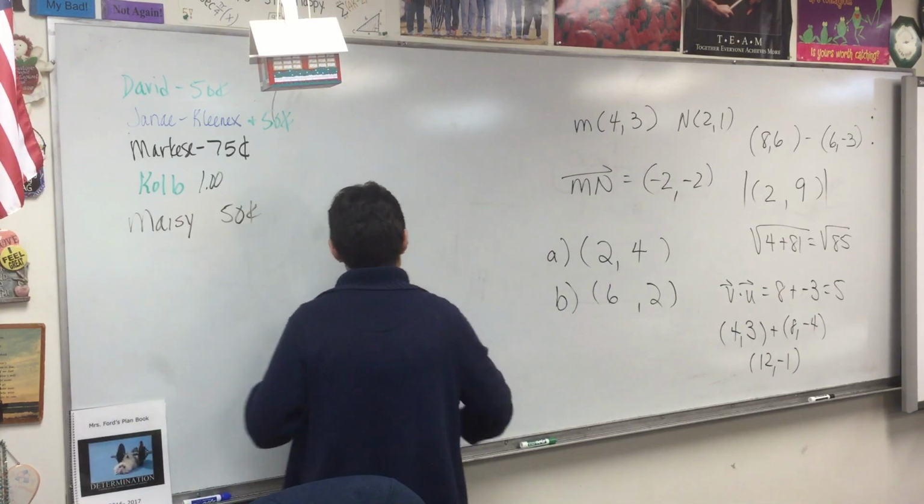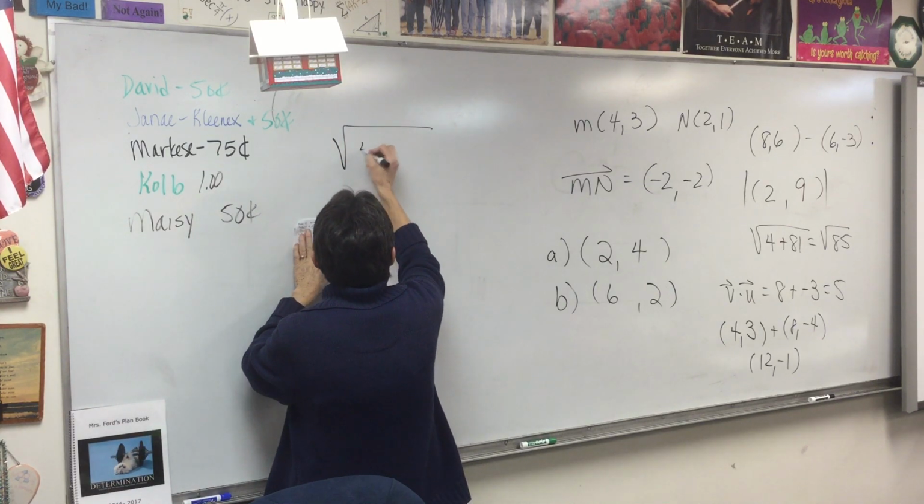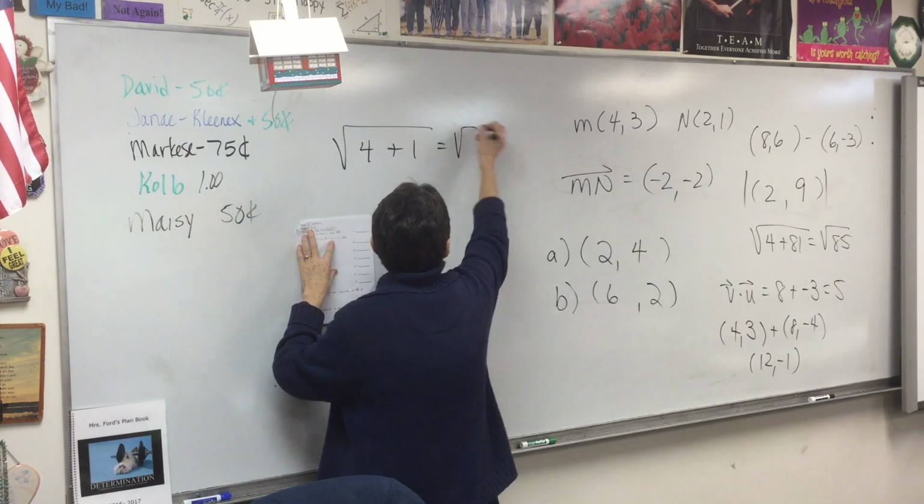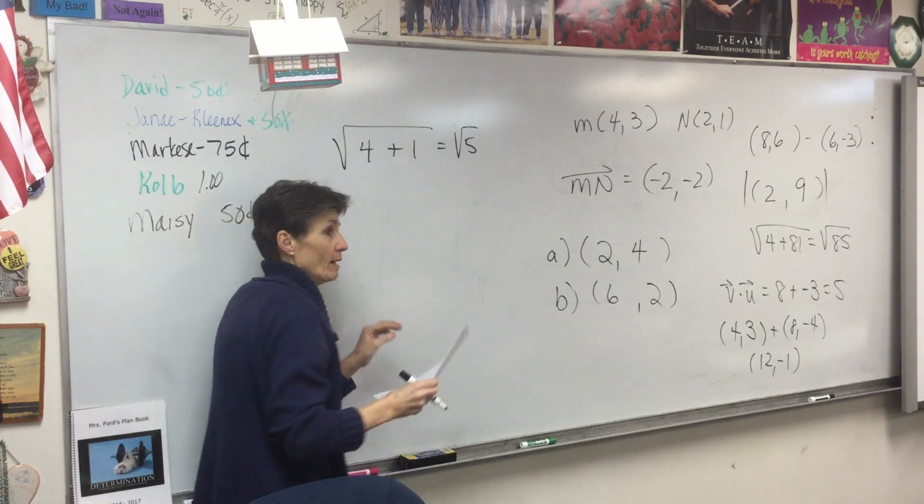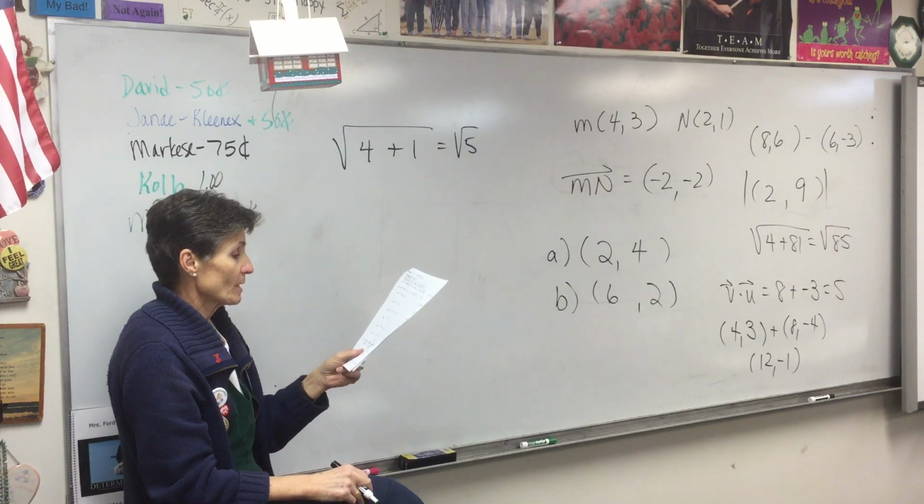Okay, what is the magnitude of U? I know it's a square root. 4 plus 1. So it's the square root of 5. Oh, we're not done. We're trying to finish this page.